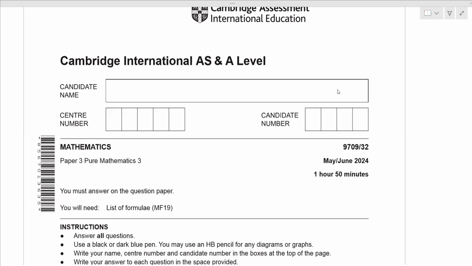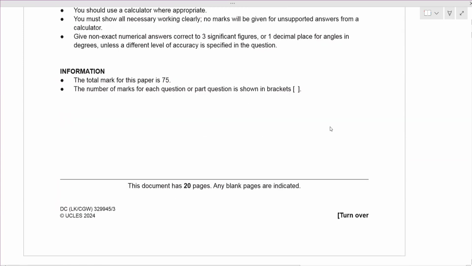970932 May June 2024. The time is 10 o'clock. Starting time. What will be the ending time? We'll see after solving the paper.